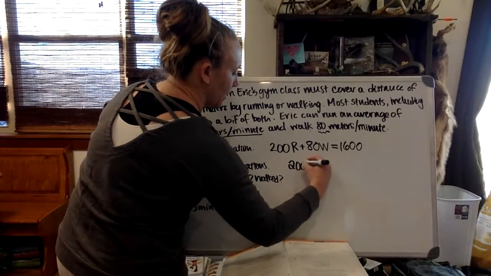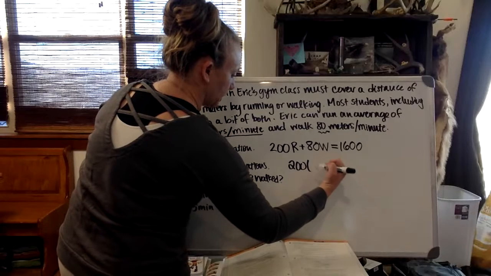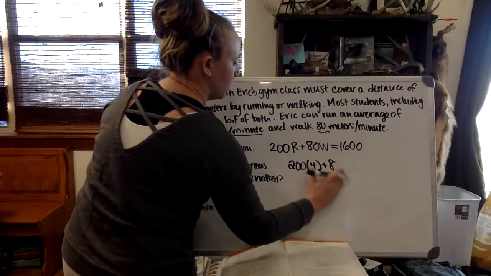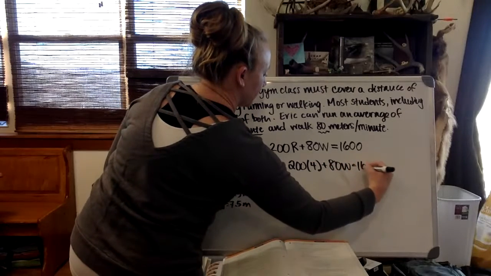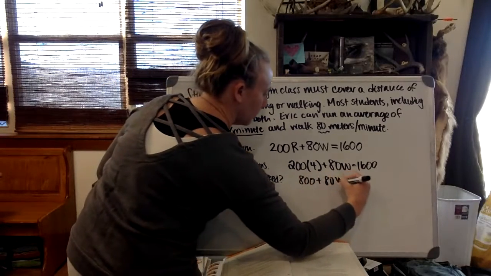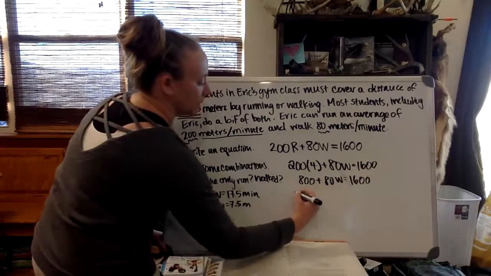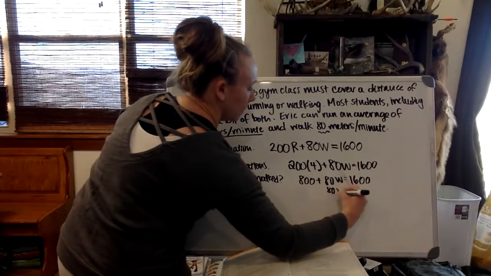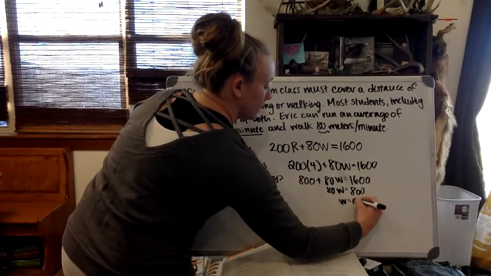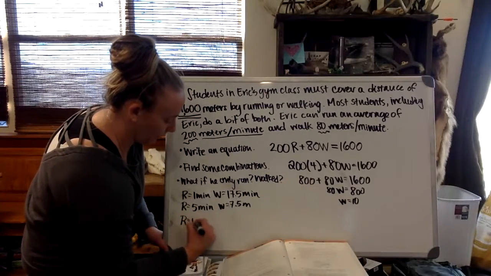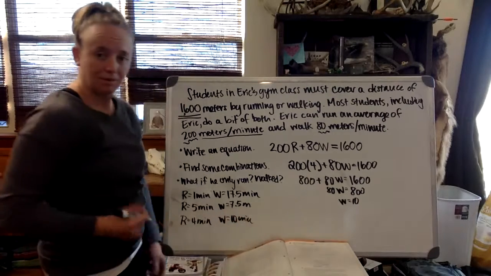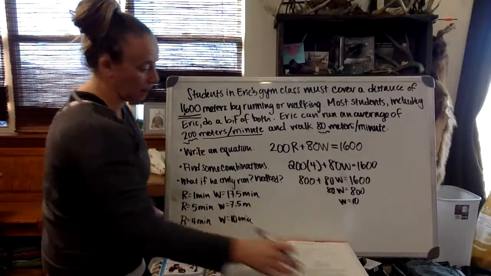So I'm going to say, what if he ran for, let's say, 4 minutes? 200 times 4 plus 80W is equal to 1600. So that gets me 800 here plus 80W equals 1600. I'm going to subtract 800 on both sides, so I get 80W is equal to 800. That means he would be walking for 10 minutes. So if he ran for 4 minutes, he would have to walk for 10 minutes. Yeah, table of values, that's all we created.